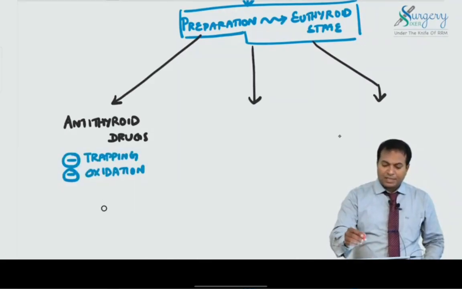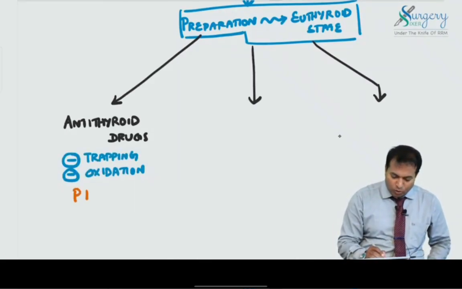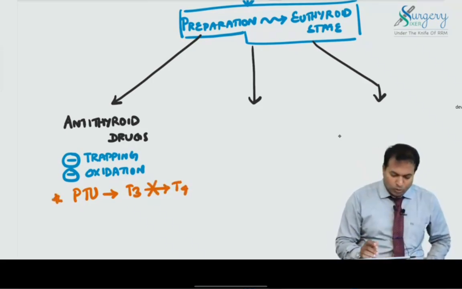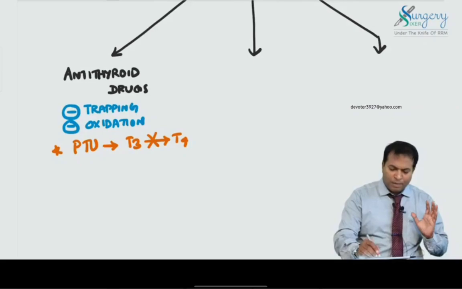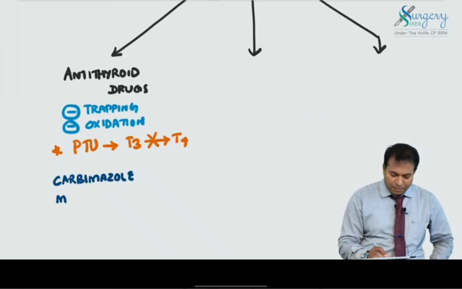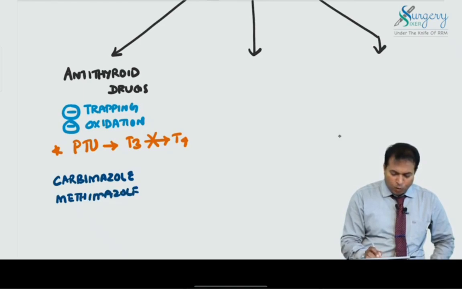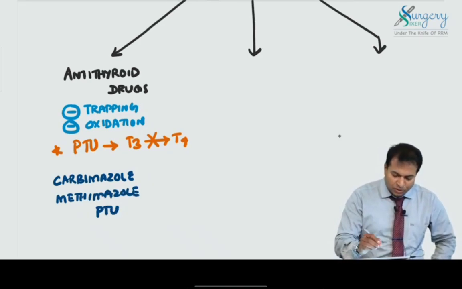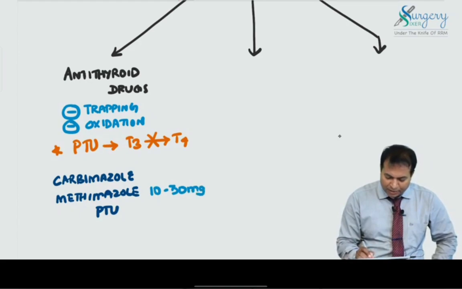And interestingly, there is one more step inhibited by one drug: only propyl thiouracil also inhibits peripheral conversion of T4 to T3. It will also inhibit this. Now, the commonly used drugs are carbimazole, methimazole, and propyl thiouracil. Methimazole is given in a dose of 10 to 30 milligram in a TDS dose.